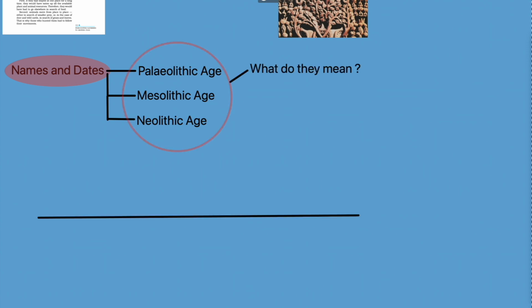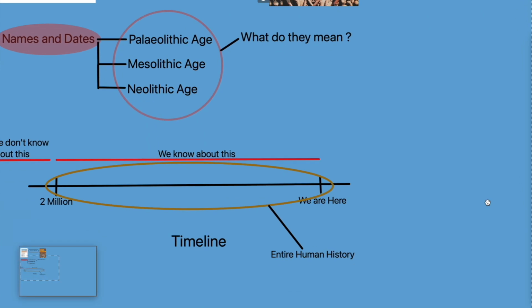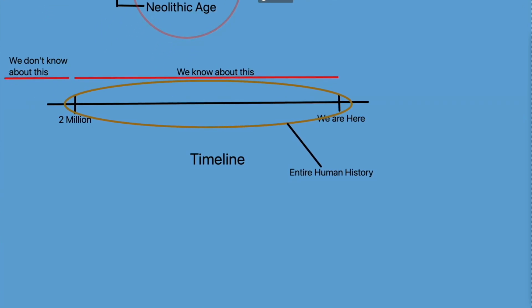First of all, you must note that we don't know anything beyond 2 million years in the past. Start from today and go back 2 million years. This is the entire time period of human history. Now, 99% of this time period is known as Paleolithic, that is starting from 2 million years ago up to 12,000 years ago, that is till 10,000 BC.